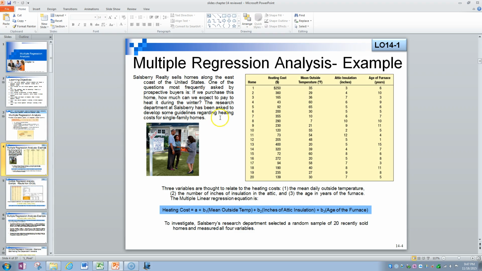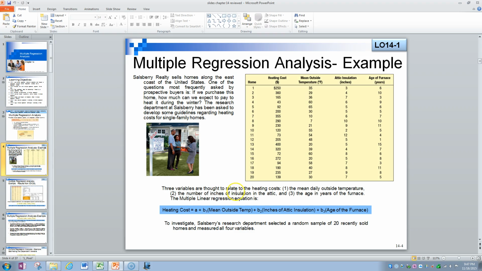Salisbury Realty sells homes along the East Coast of the United States. One of the questions most frequently asked by prospective buyers is, if we purchase this home, how much can we expect to pay to heat it during the winter? The research department at Salisbury has been asked to develop some guidelines regarding heat costs for single-family homes.